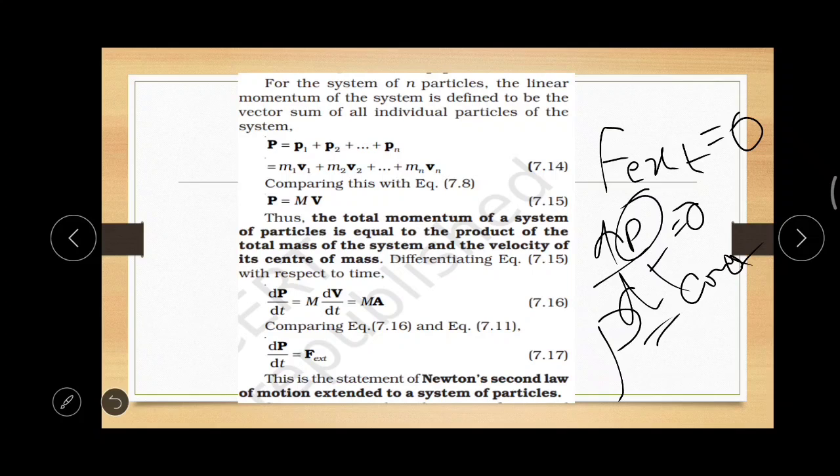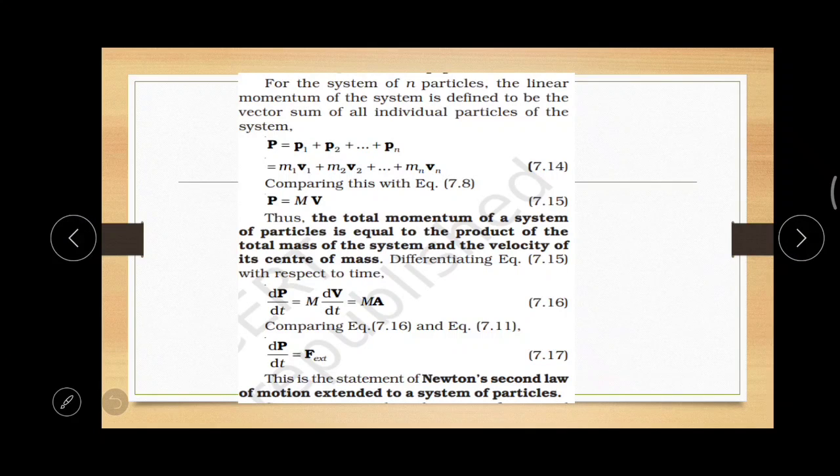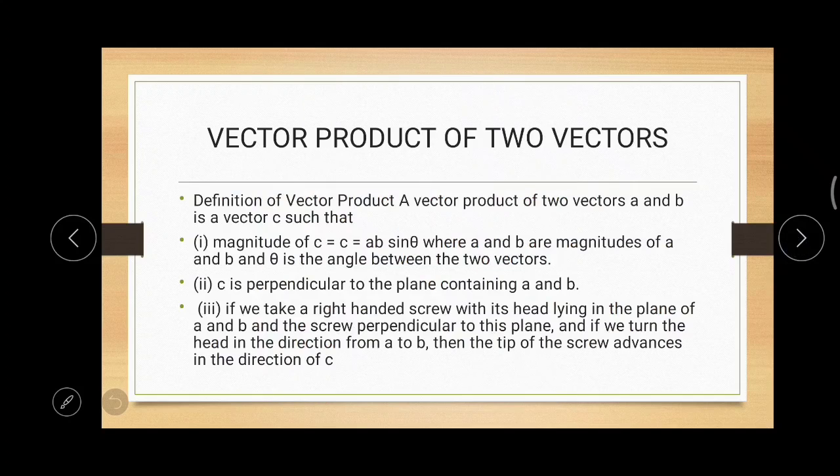That is, if there is no external force acting upon the system of particles, then the momentum is conserved and the momentum value will be constant. Okay. Now let us come to the most important portion, that is the vector product of two vectors.